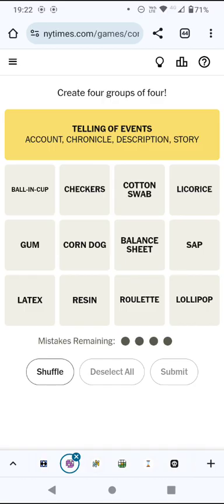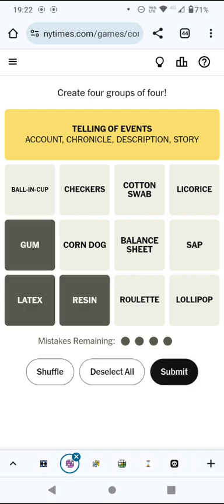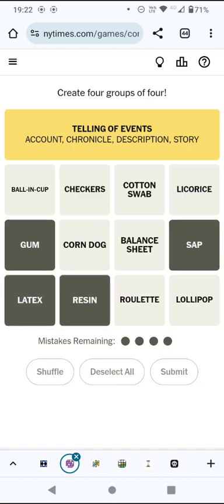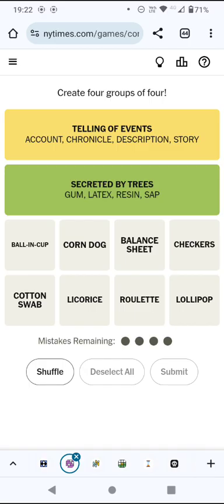I mean, latex is rubber. Are any of the other things rubbery? Rubbery maybe, rather than sticky? I'm not completely convinced. I feel like it could be these four. Let's try it. I'm very unconvinced. They are, oh, they're secreted by trees. That's gum, latex, resin and sap. I think that's a very difficult one. Surprised myself by getting that, because that was definitely not quite what I was thinking. But I suppose sticky things are secreted by trees, so I was kind of right, but not really.